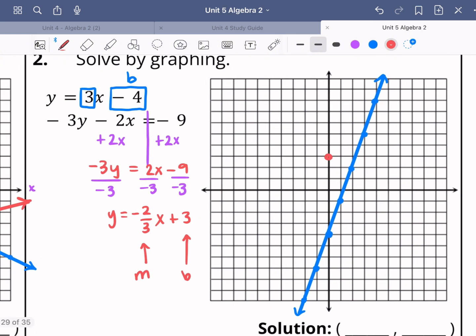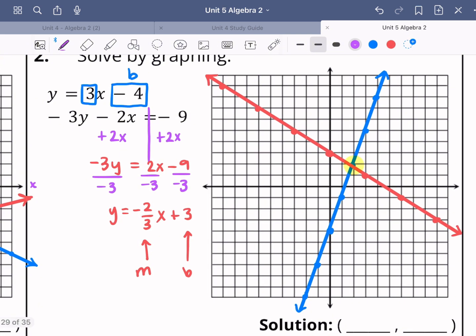So here's my y-intercept, and I'm going to go down 2, over 3, down 2, over 3, and then I'm going to go backwards some. So for the x value, I'm going over 2. For the y, I'm going up 2. So my solution is (2, 2).